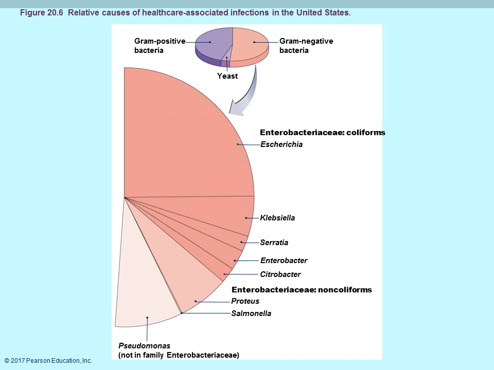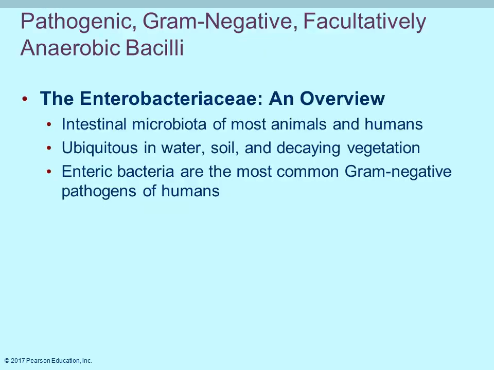A large component of them are caused by the particular genus Escherichia. Most of you are familiar with the species of that, Escherichia coli, commonly called E. coli. So we'll be discussing these. The Enterobacteriaceae exist naturally in the intestines of most animals, including humans. They're also very common in soil and water and in decaying plants.